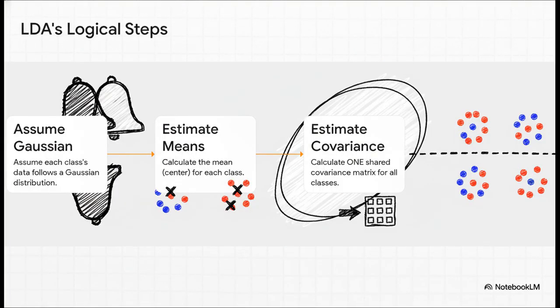So here's how it all comes together in a few logical steps. First, we make that bell curve assumption. Second, we find the center, or the mean, of each class. This is the part that helps us push the groups apart. Third, and this is LDA's signature move, we assume that even though the centers are different, the overall shape and spread of those data clouds are identical for all classes. This shared shape, which we describe with a single covariance matrix, is the part we want to keep as compact as possible. Once we have those pieces, the math just spits out the optimal straight-line boundary.